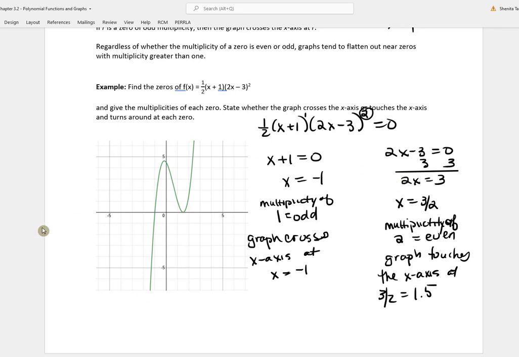So I actually graphed this, and as you can see, it crosses the x-axis. This is the point negative 1. Your graph crosses this x-axis. This point here is 3 over 2, or 1.5. As you can see, the graph touches at 1.5, then it goes back up. Okay.